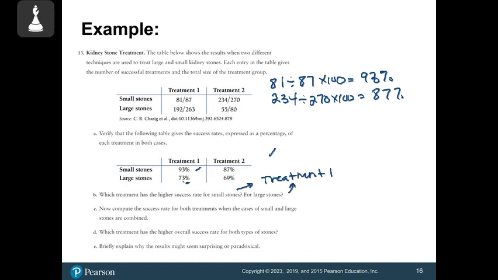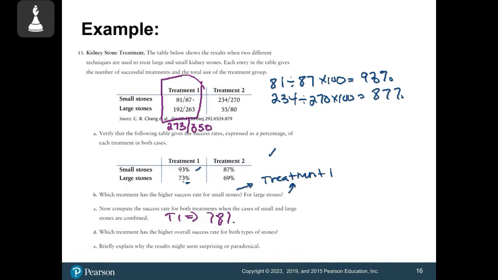C. Now compute the success rate for both treatments when the cases of large and small stones are combined. So now we want to find the total for treatment 1. So I have to add 81 and 192. I get 273 out of a total of 87 plus 263, which is 350. 273 out of 350. So treatment 1 gives me a 78% success rate.